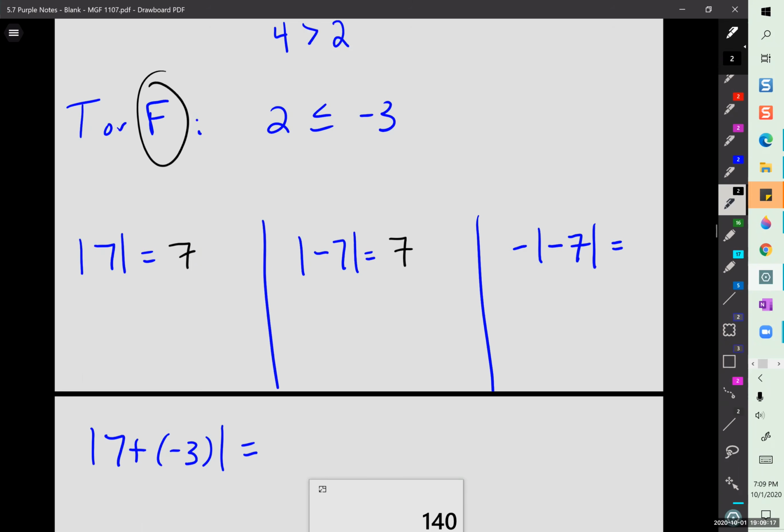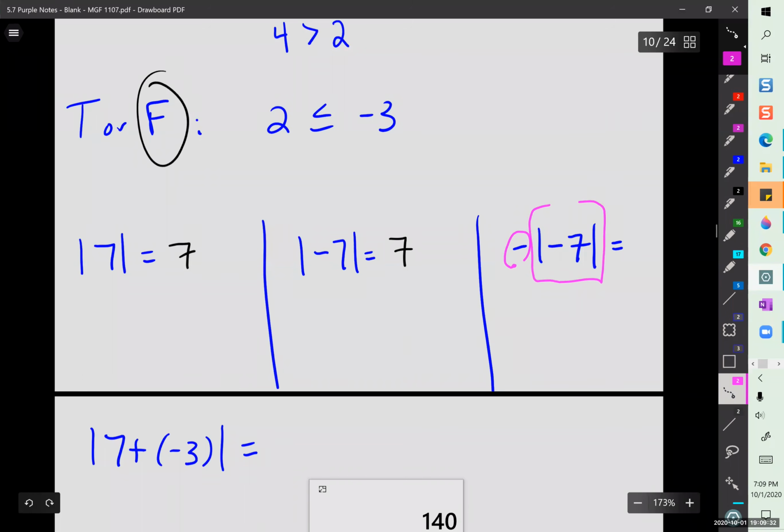Now, our next example combines absolute value, but also order of operations. Do we agree this negative is separate from the absolute value symbol? So we would first need to evaluate this absolute value. Once this is simplified inside the box, then you apply the negative. So why don't you all take a moment to evaluate that?